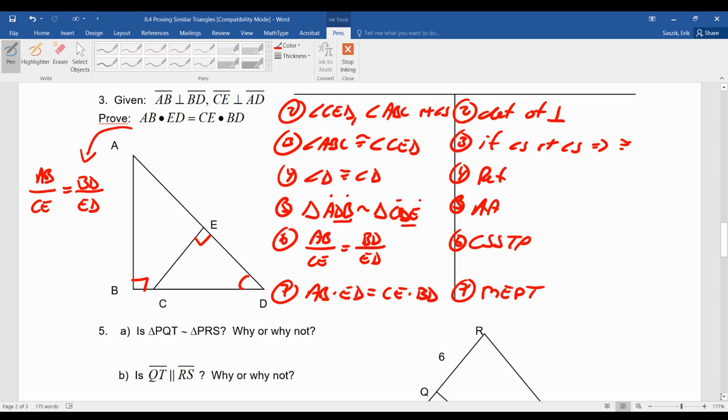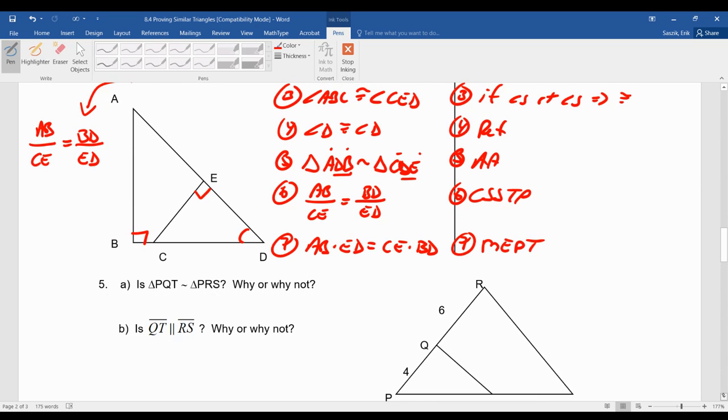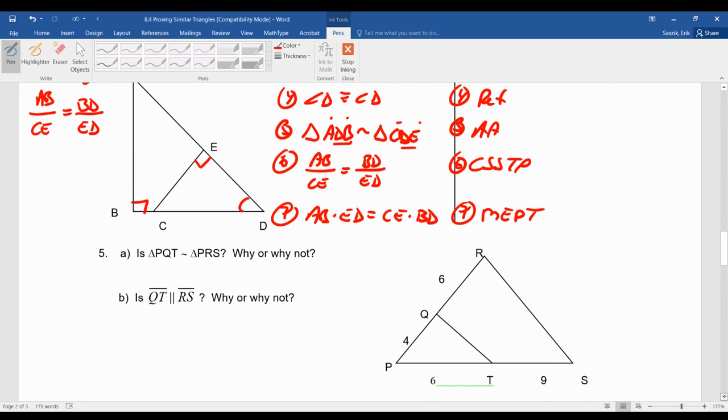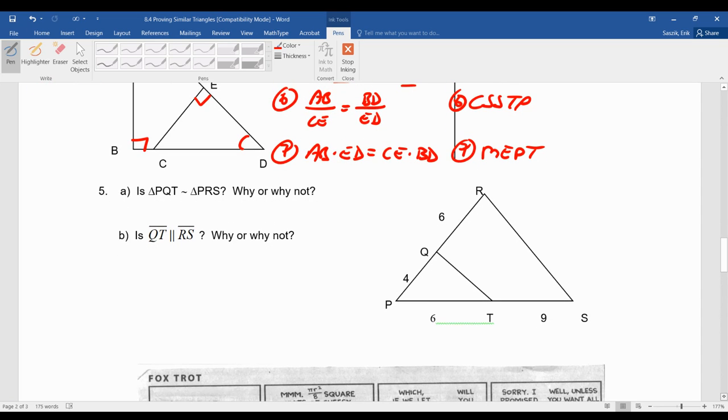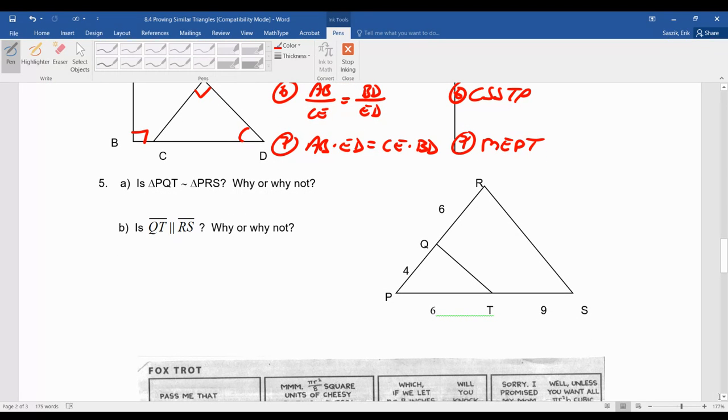And that reason is just MEPT. And some of you are saying, what? MEPT, remember, is means extremes product theorem. That's just a fancy way of saying cross multiplying. Okay.